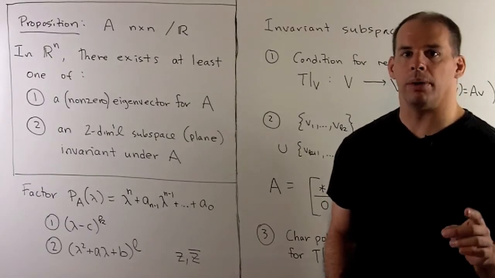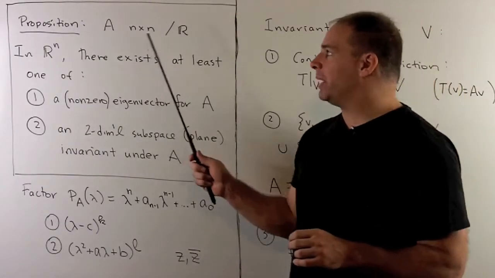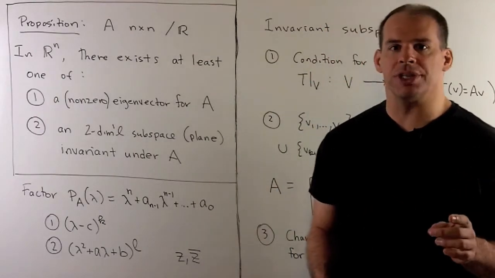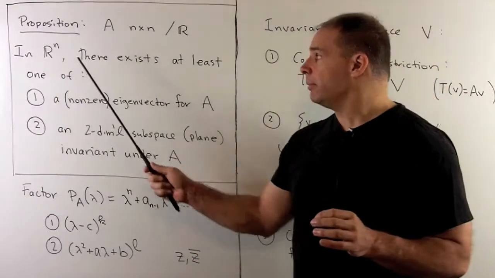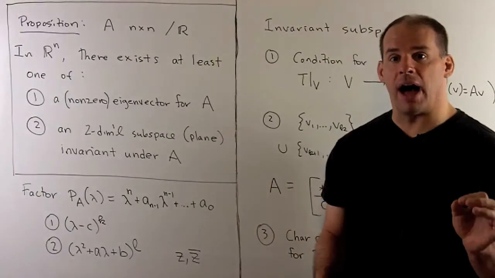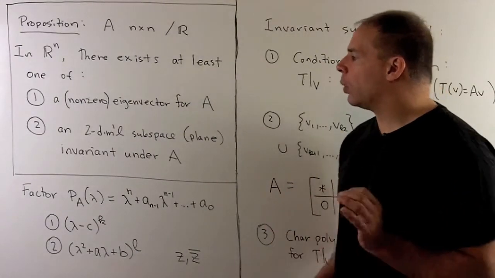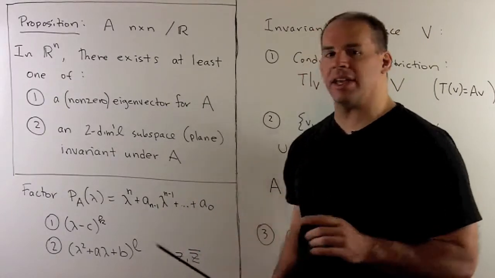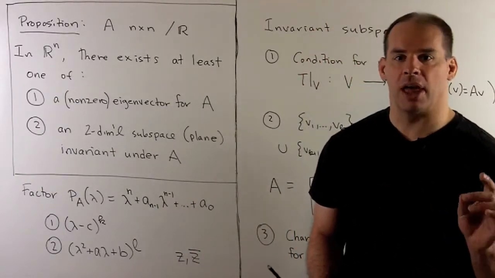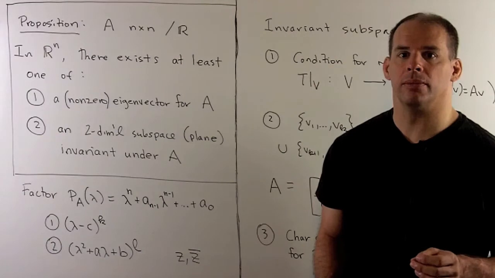Let's state our main result. Let A be an n by n matrix with real entries. In Rn, there exists at least one of the following: a non-zero eigenvector for A, or a two-dimensional subspace invariant under A. So that'll be an invariant plane.